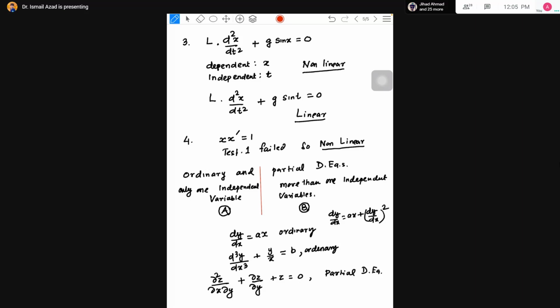What I said, you have to identify who is the dependent and who is the independent. And if you find the independents are more than one, say partial. Clear?